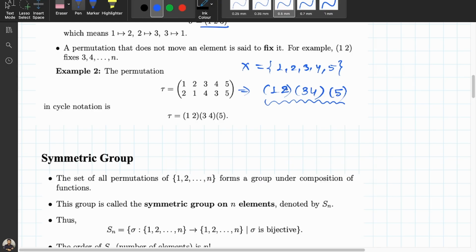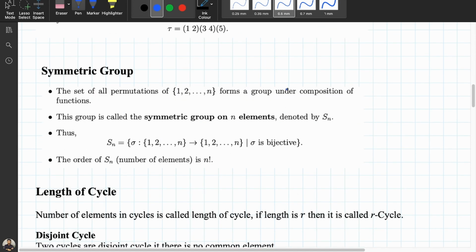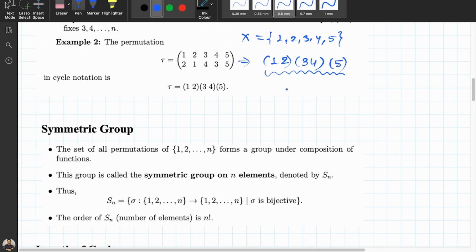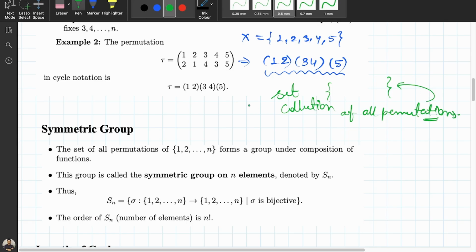Now if you have any element in this form, then we will represent it in the form of this two-line notation. Now we have one more thing using this. This is a set which is called a group. This set is basically the collection of all permutations. This will form a set, and this particular set is a group.